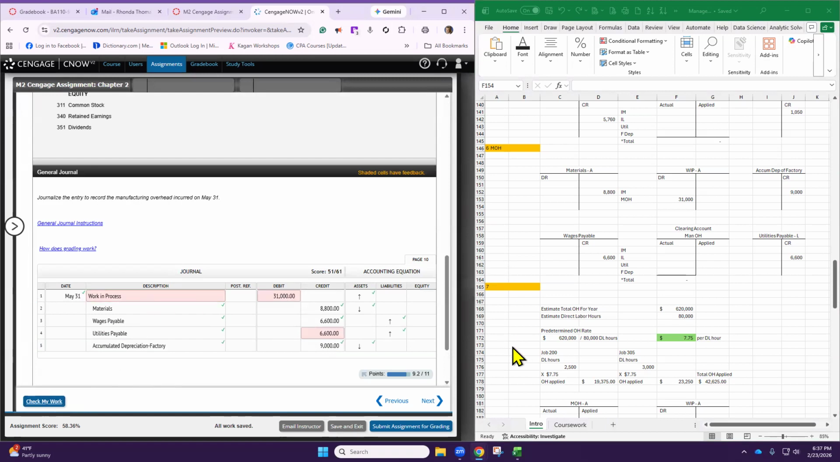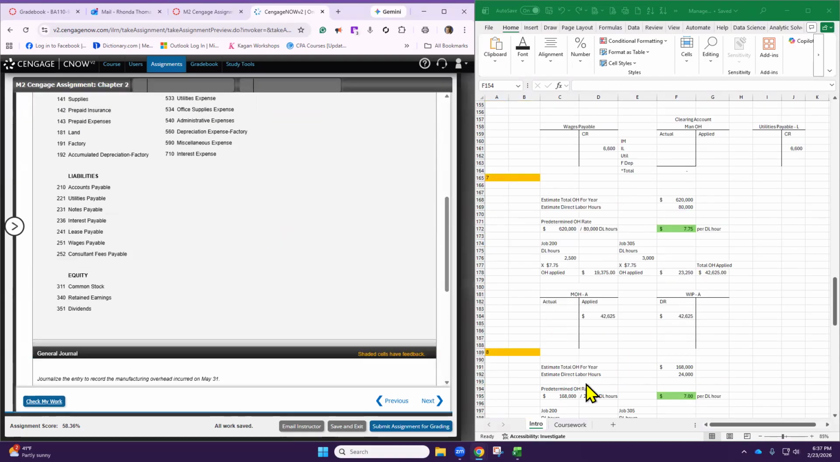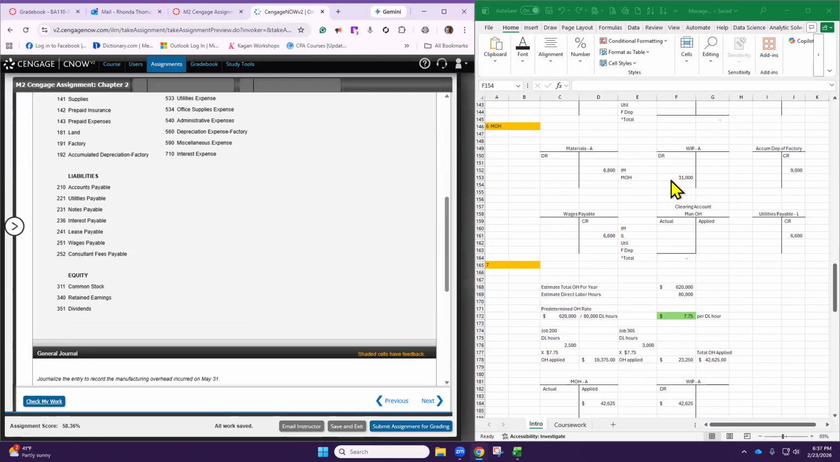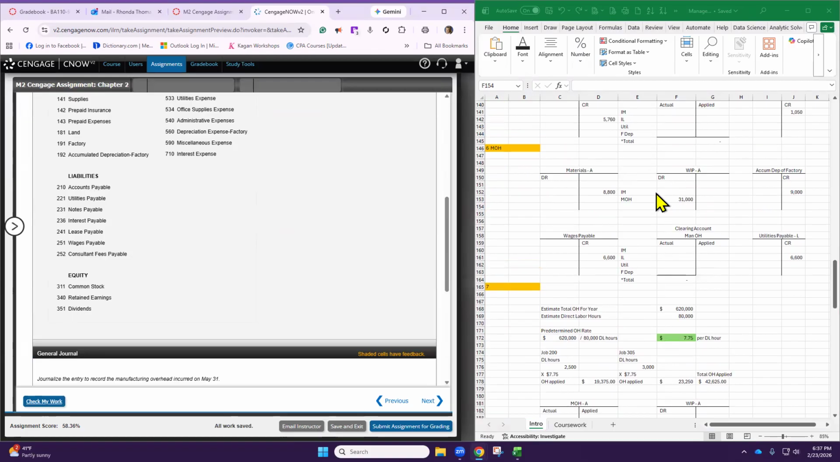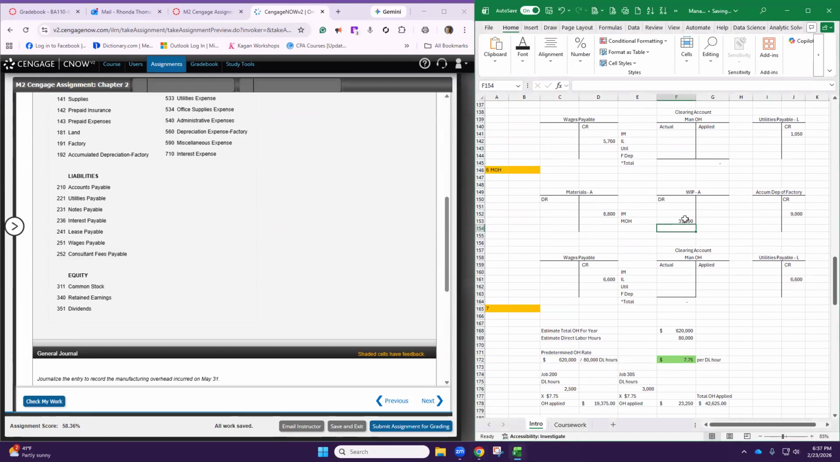Oh, guess what? Work in process. Oh, we want manufacturing overhead. My fault. Okay, let's try this again. So, oh, wait a minute. Yeah, let me take this out. This actually goes down here, manufacturing overhead. So let's take these out.